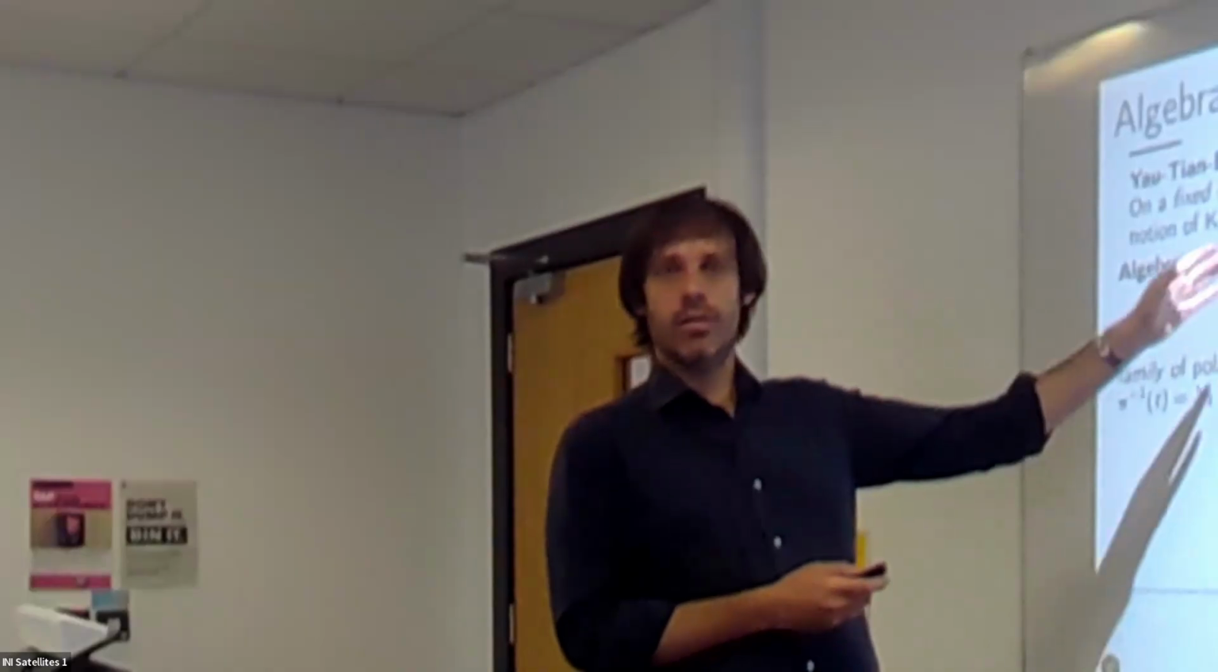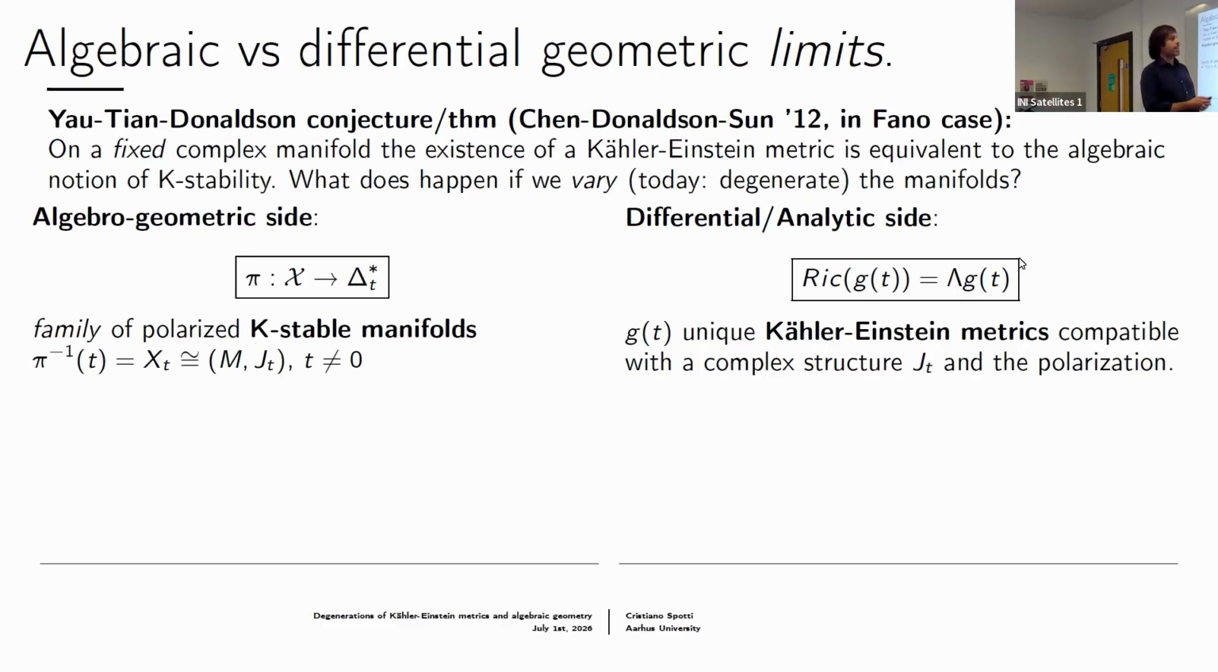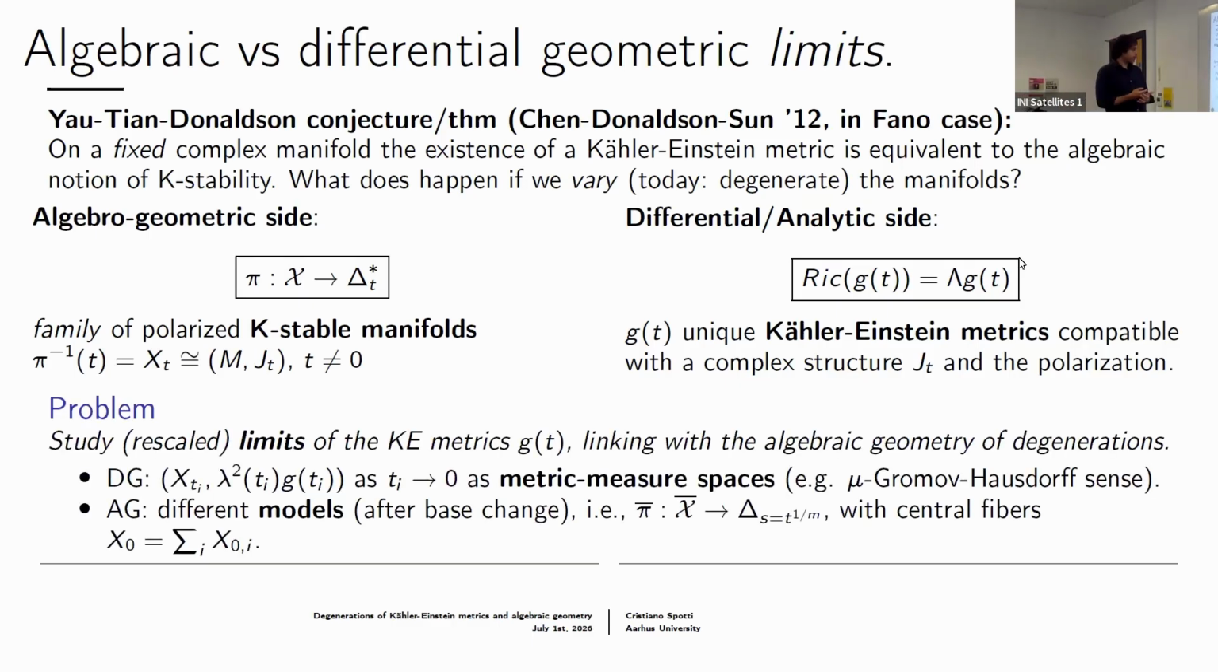But then on each fiber of this degeneration, we can plug in a unique canonical metric, the Kähler-Einstein metric. You should think that in general, when t goes to 0, this metric degenerates, forms singularities, collapses, gets a bit wild. And the broad question is: how can we relate these two worlds? This is the differential-transcendental side, this is the algebraic one. And the natural way to try to relate them is by looking at limits.